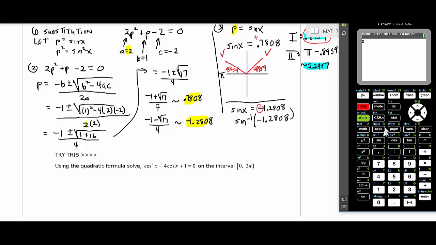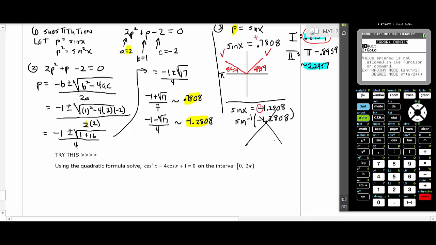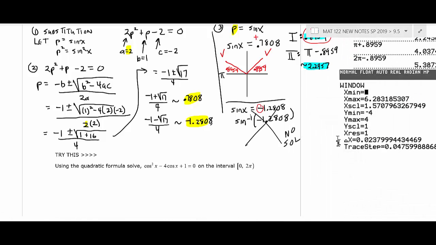So if I do inverse sine of negative 1.2808, I hope you know that you're going to get an error on this, because it's out of range. But if you didn't see that, your calculator will bail you out, so you get an error. So there is no solution on that, and that's why you're only getting those 2 answers.